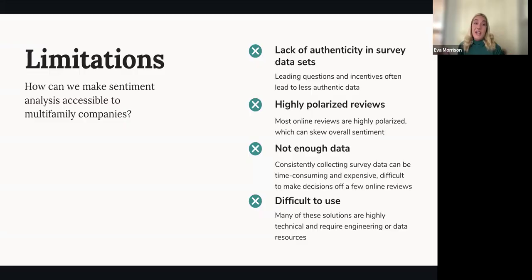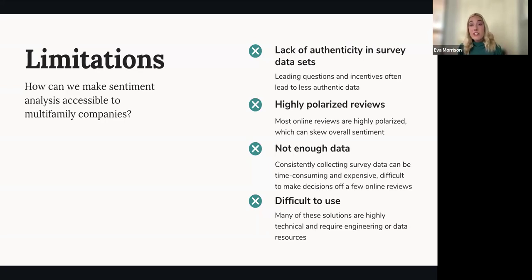And that isn't always an accurate reflection of what your average renter at that community feels about the property or community. And so having these really highly polarized reviews often skews overall sentiment. We want to look beyond just the folks who had a really bad or good experience. Overall for this community, what are folks saying? What are they enjoying? What are they maybe struggling with, to get a more accurate view of where we need to spend our time.